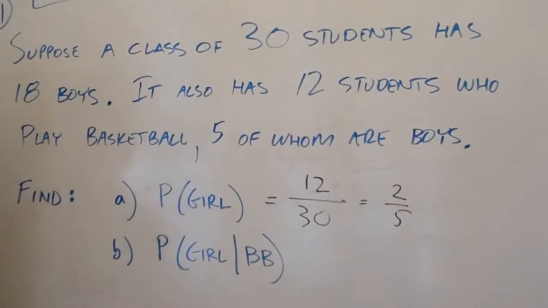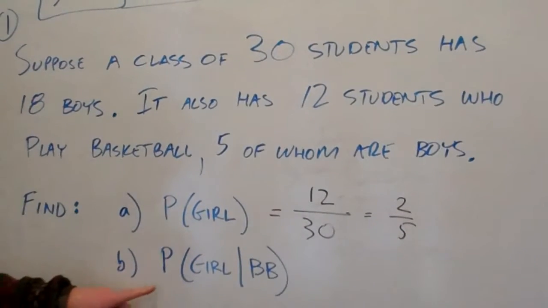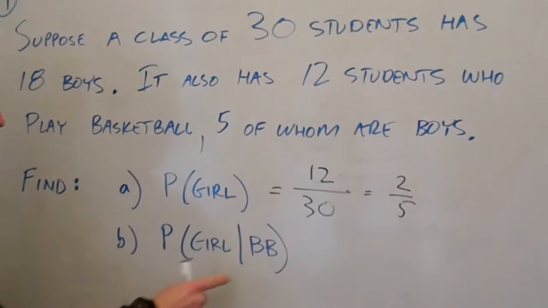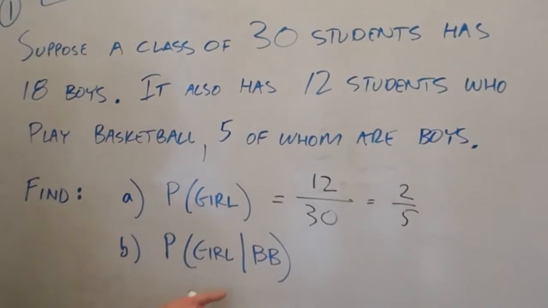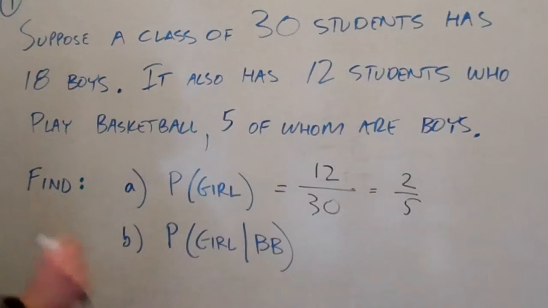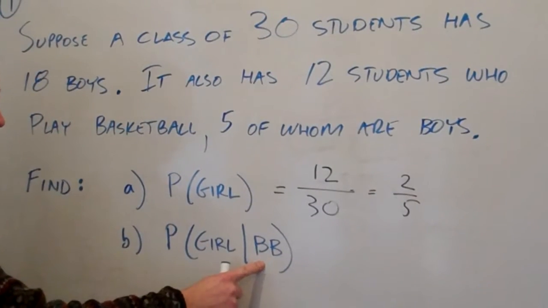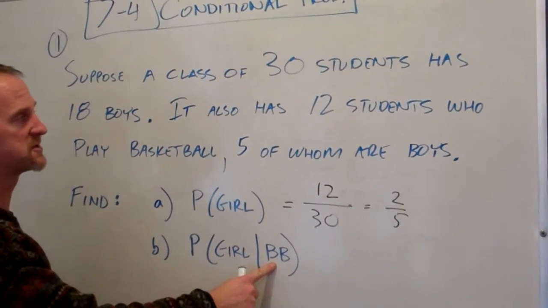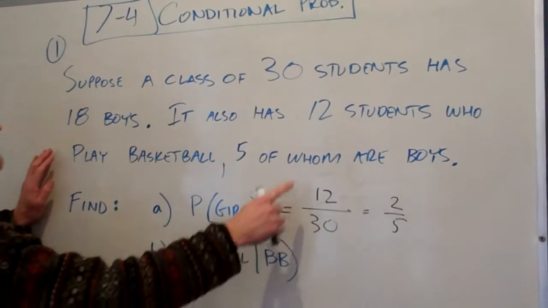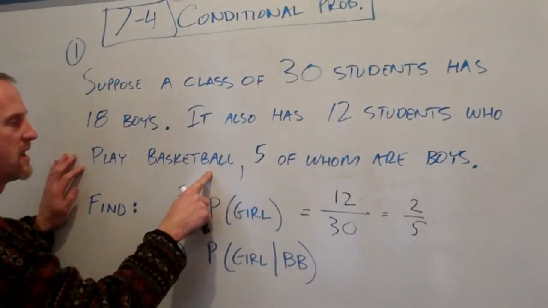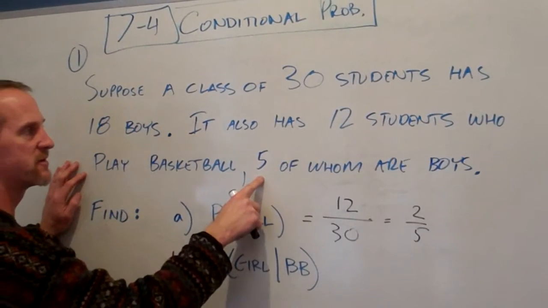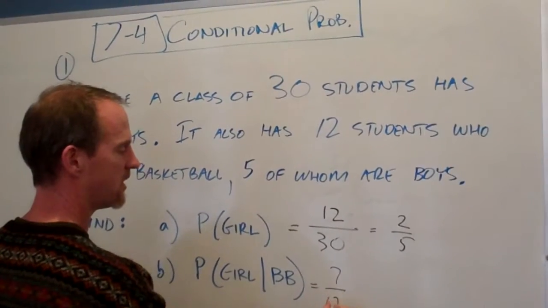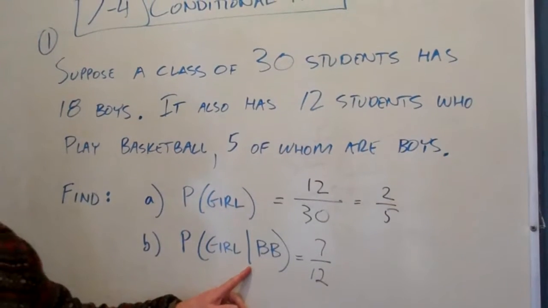A little bit more difficult is this one that says the probability of a girl, and then this line and BB. What's that all about? That is often very confusing. This line, you interpret as meaning "given that this has already happened." So it means the probability that we've got a girl if we know that we're choosing from amongst all the basketball players. If we've got 12 students who play basketball, that means our total is 12. 5 of them are boys, so 7 are girls. So this is 7 out of 12 total basketball players. It's all about knowing what that line means.